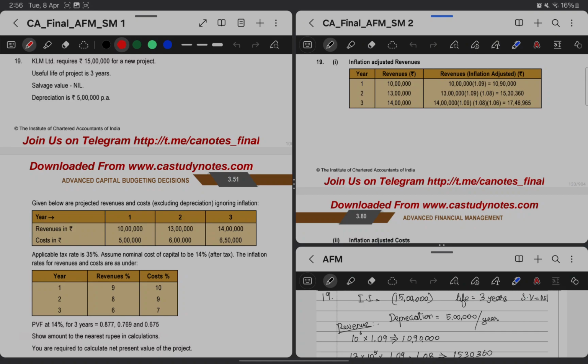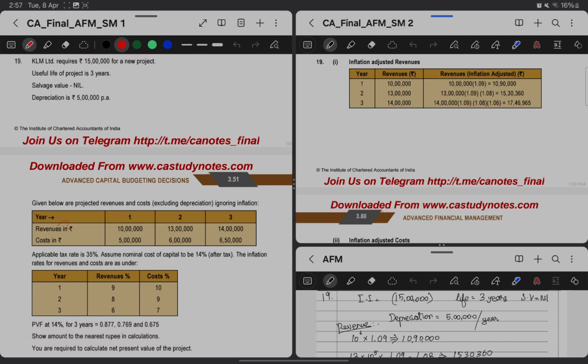Practical question 19. KLM Limited requires 15 lakh for a new project. The project life is 3 years and the salvage value is nil. Depreciation is given as 5 lakh per annum. Given below are projected revenues and cost excluding depreciation and ignoring inflation.